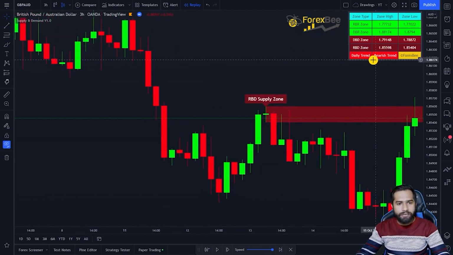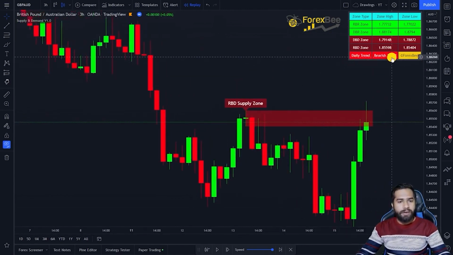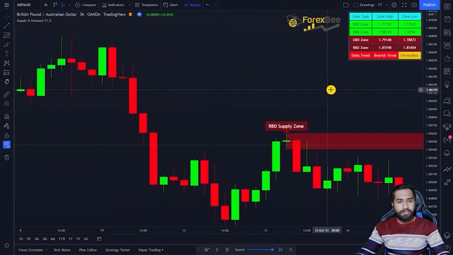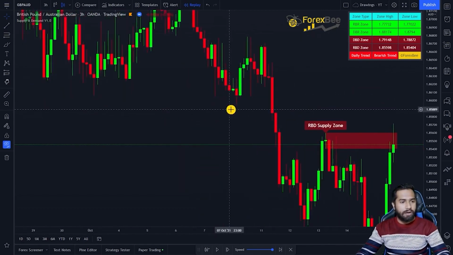And this last row here represents what trend is going on in the market, because if the daily trend is bearish, then you should be in favor of taking bearish trades, and if the daily trend is bullish, then it's good to take long positions. Okay, so this is how the indicator works.